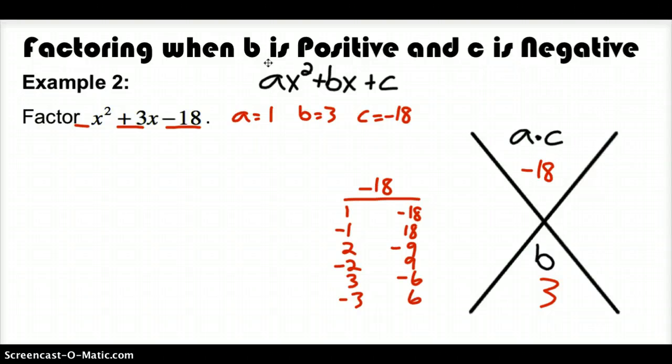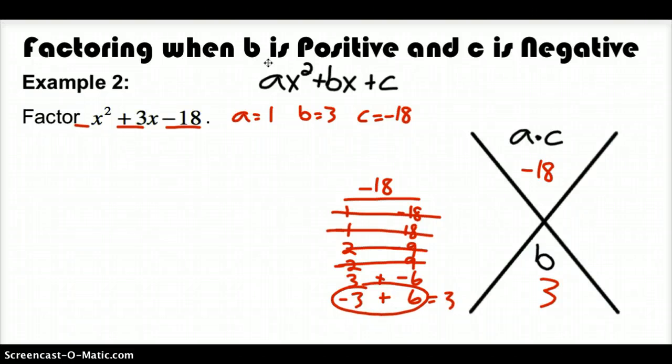So I'll go ahead and add these up. After a while, you start saying, well, I know that's not going to work, that's not going to work. So it's got to be one of these two. Which one of these sums is actually going to give me a positive 3? Negative 3 and positive 6 looks like that's going to be the one.